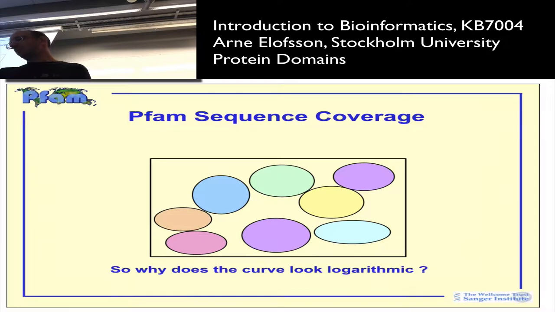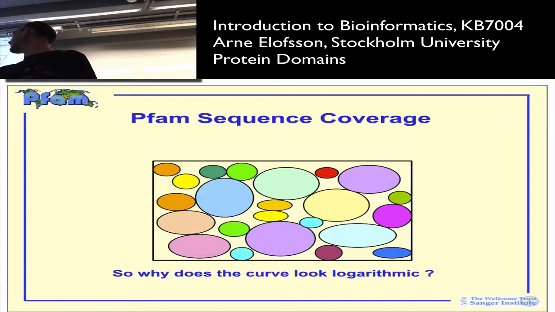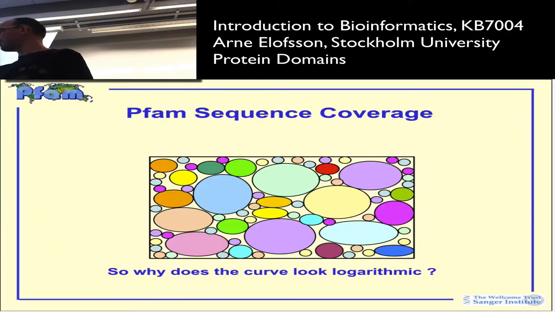So why does the curve look like this? Basically, the big families cover the space like that, and then you make smaller and smaller ones. Basically you end up with a logarithmic curve until you end up with nothing left.